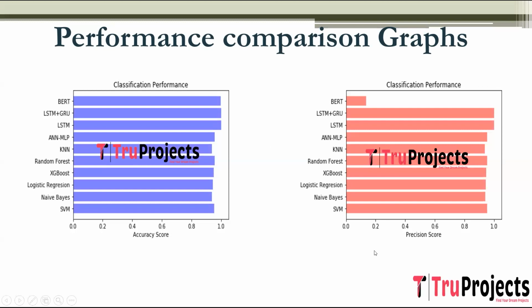Precision comparison graph. Here on x-axis, we have precision score for each algorithm, and on y-axis, we have algorithm names. Precision is the ratio of correctly predicted positive observations to the total predicted positives. It evaluates the accuracy of positive predictions.